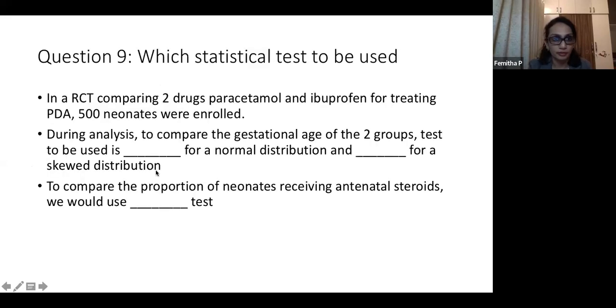Okay. Last but one question. So this is what somebody was saying about normal distribution. If you have an RCT that's comparing two drugs for something, during analysis, if you're comparing the gestational age between the two groups, which is in weeks, if the gestational age distribution was normal, what would be the test you will use to compare the two groups? We'll stop there.